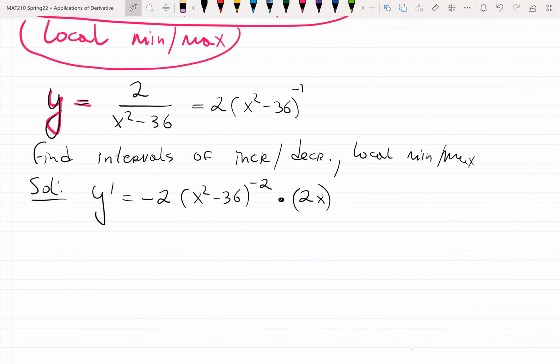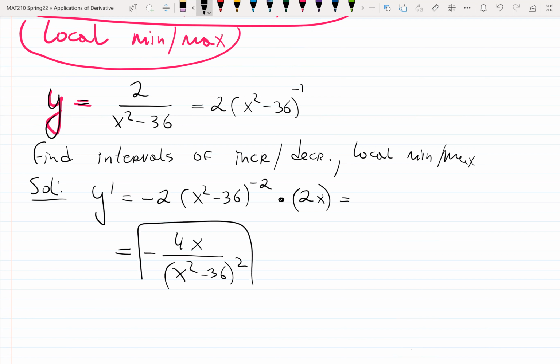Now, let me rewrite it nicely to see how it looks. It's going to be minus 4x over (x squared minus 36) squared. This is my first derivative, y prime. I need to set it equal to 0 and DNE.